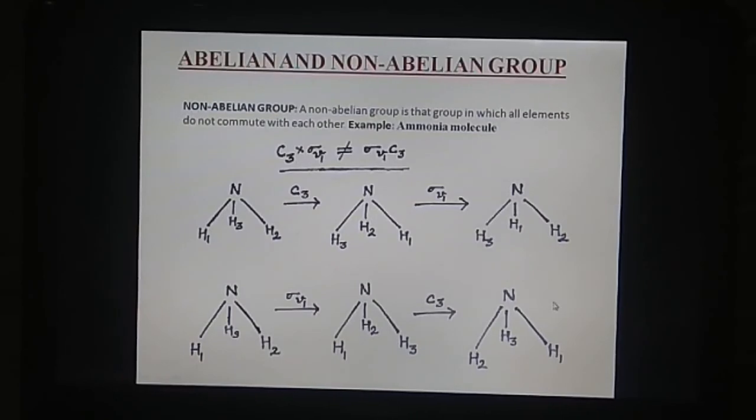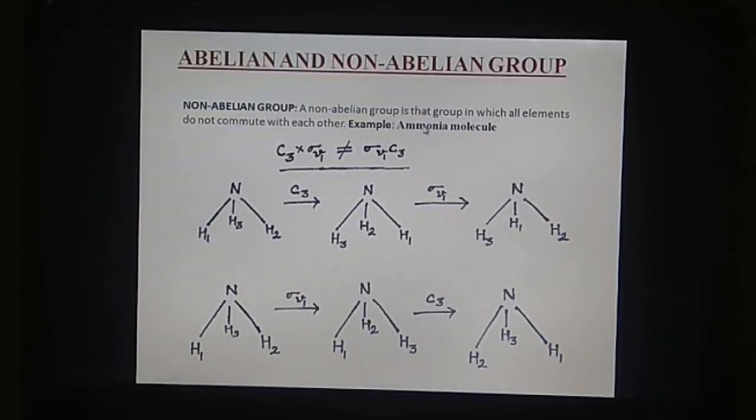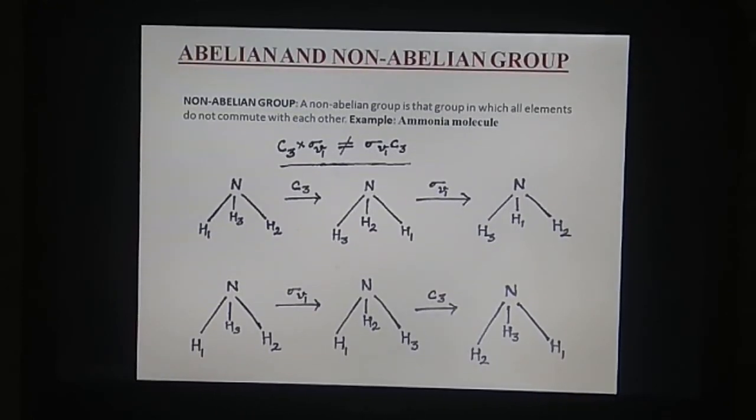Now if we are comparing this structure with this one, these two are not identical structures. Means this combination is not followed. So hence ammonia represents a non-abelian group.